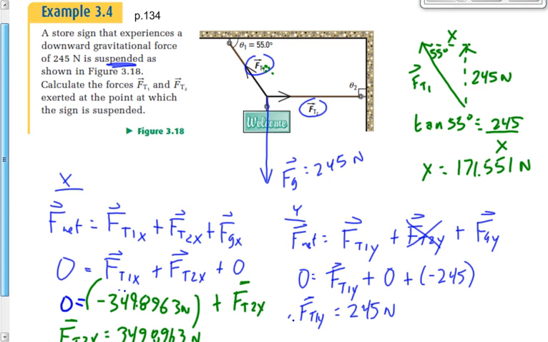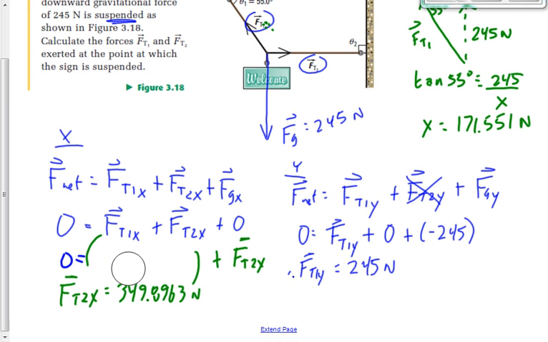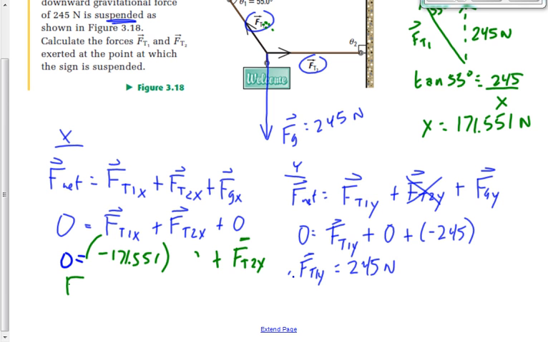Doesn't change the basic way that we do the question, but it does change the number, obviously. So this is going to be negative 171.551. That makes FT2x positive 171.